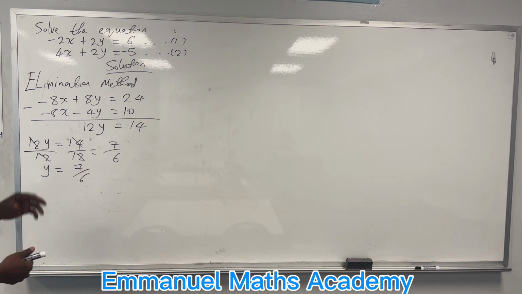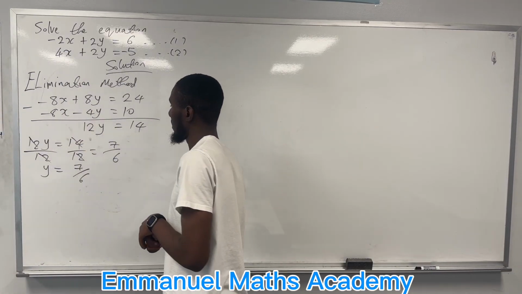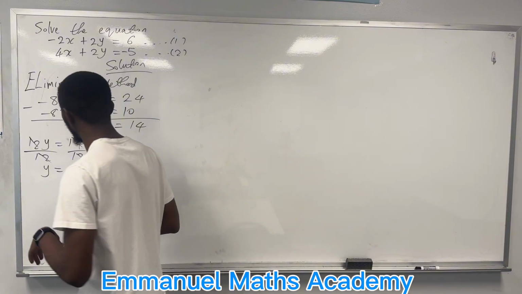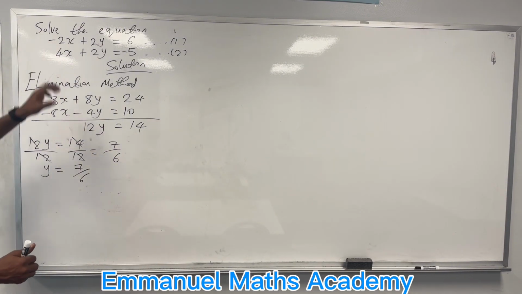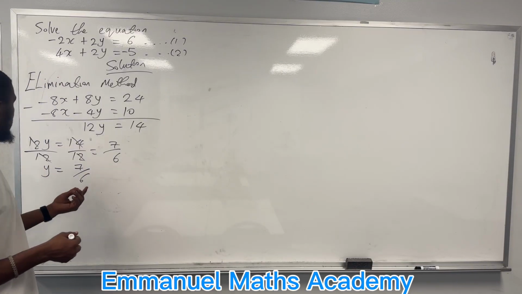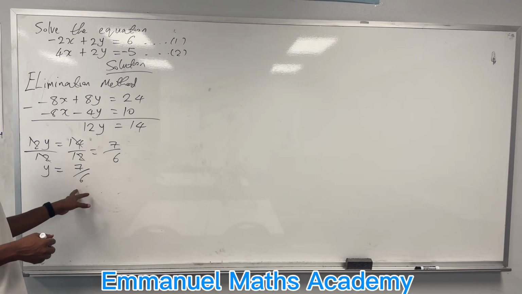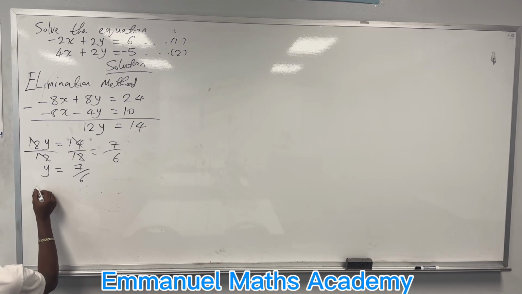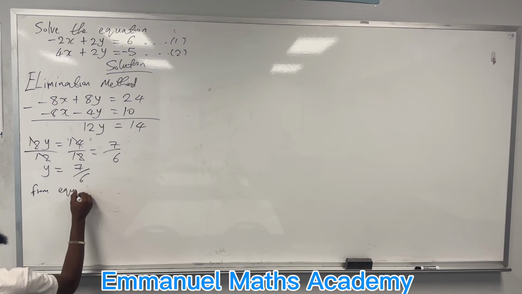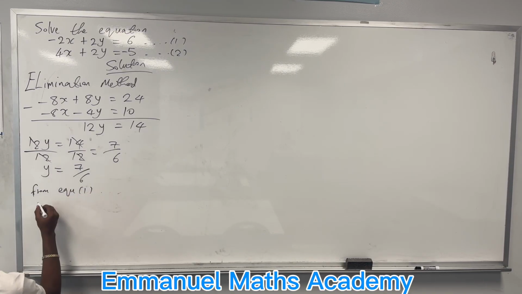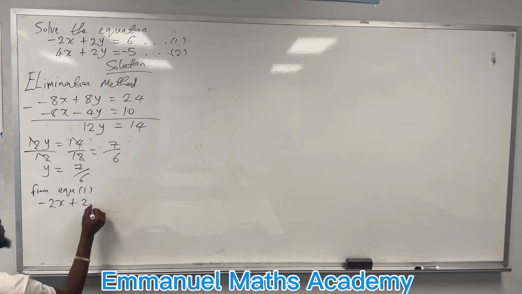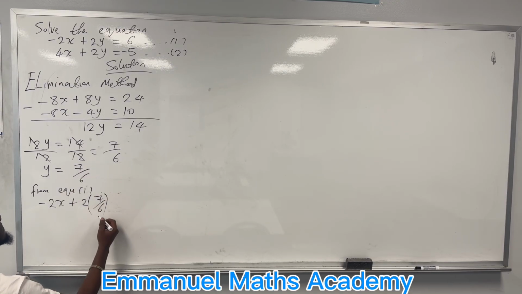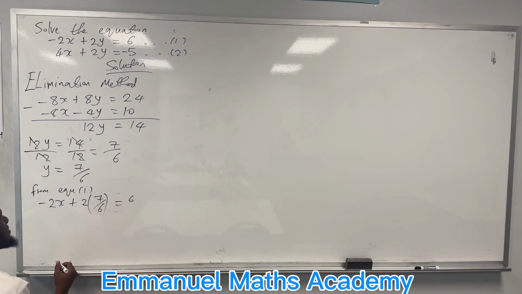Right? Now to get your x, you substitute the value of y in either equation 1 or equation 2. So if we decide to substitute the value of y in equation 1, you have minus 2x plus 2. Instead of writing y, you now substitute 7 over 6, equal to 6. You simplify further.